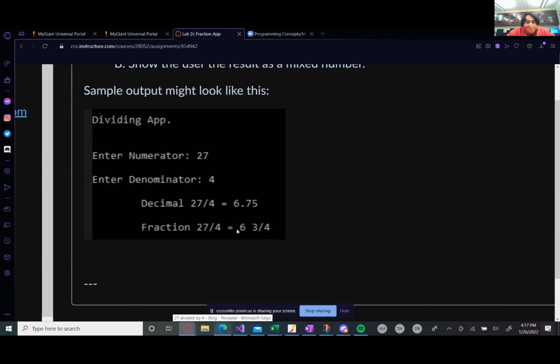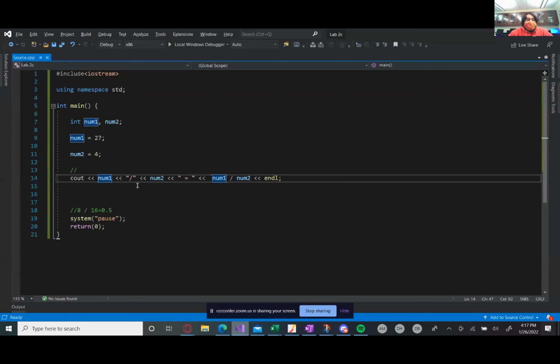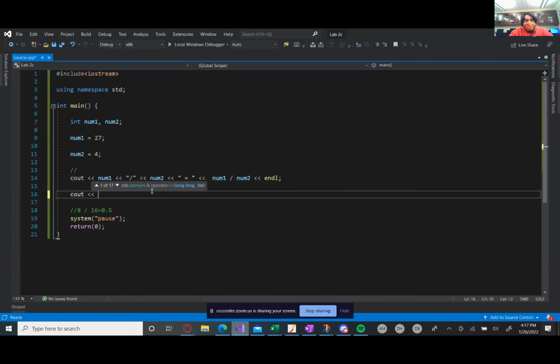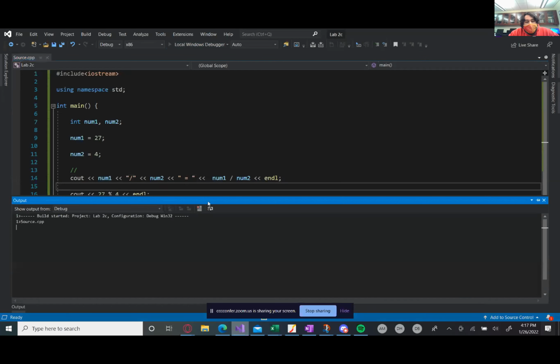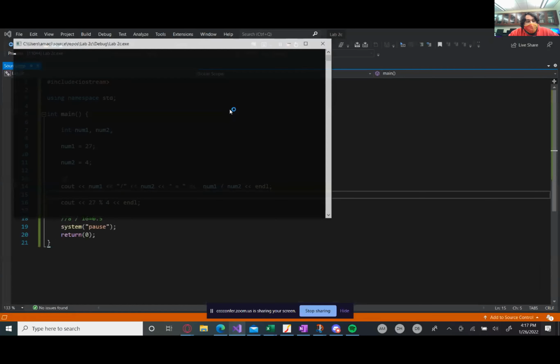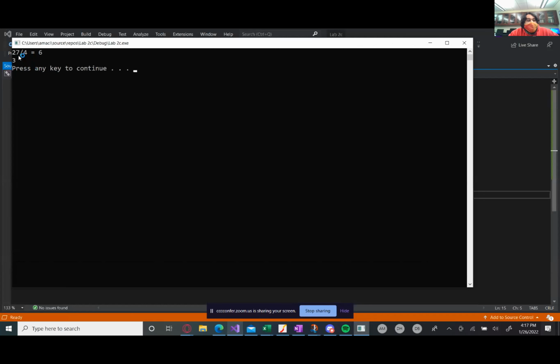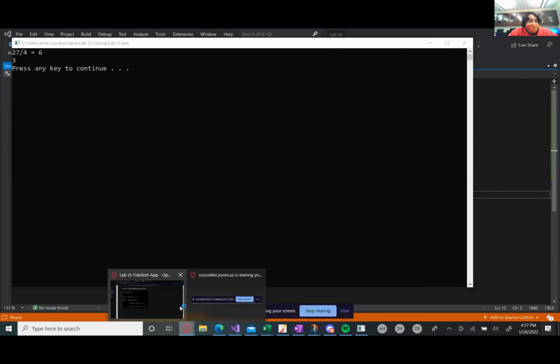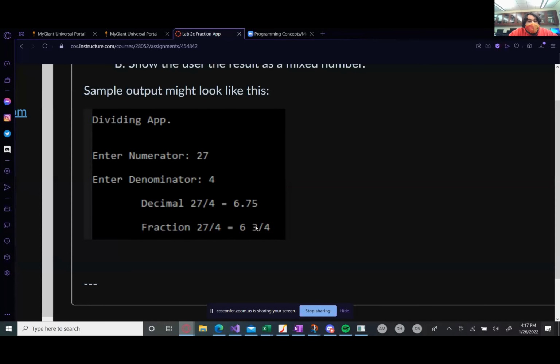So let's see what happens when we do 27 mod 4. Let's see, cout 27 mod 4. It gave us 3. And that 3 should look familiar because that 3 is actually in the numerator of our mixed fraction. So if you can get the remainder and you get the whole number, now you just gotta piece it all together.